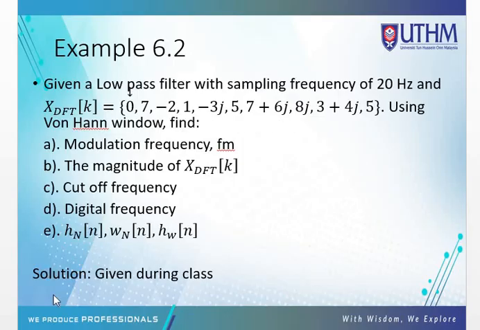Now let's look at the example. Given a low-pass filter with the sampling frequency of 20 Hz and X_DFT(k) equal to 0, 7, negative 2, 1, negative 3j, 5, 7 plus 6j, 8j, 3 plus 4j, and 5. And origin is at the first value. Using the Von Hann window, find the modulation frequency Fm, the magnitude of the X_DFT(k), cutoff frequency, jitter frequency, and the H_N(n) and the H(n).